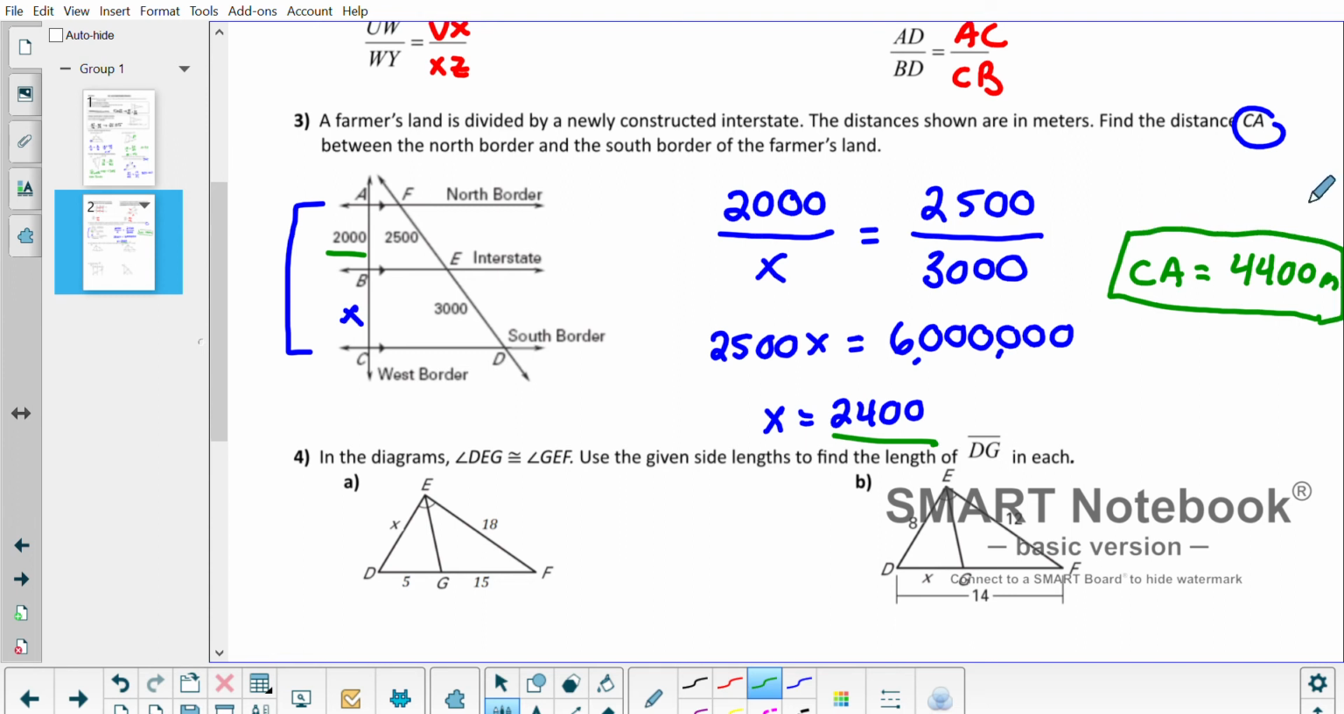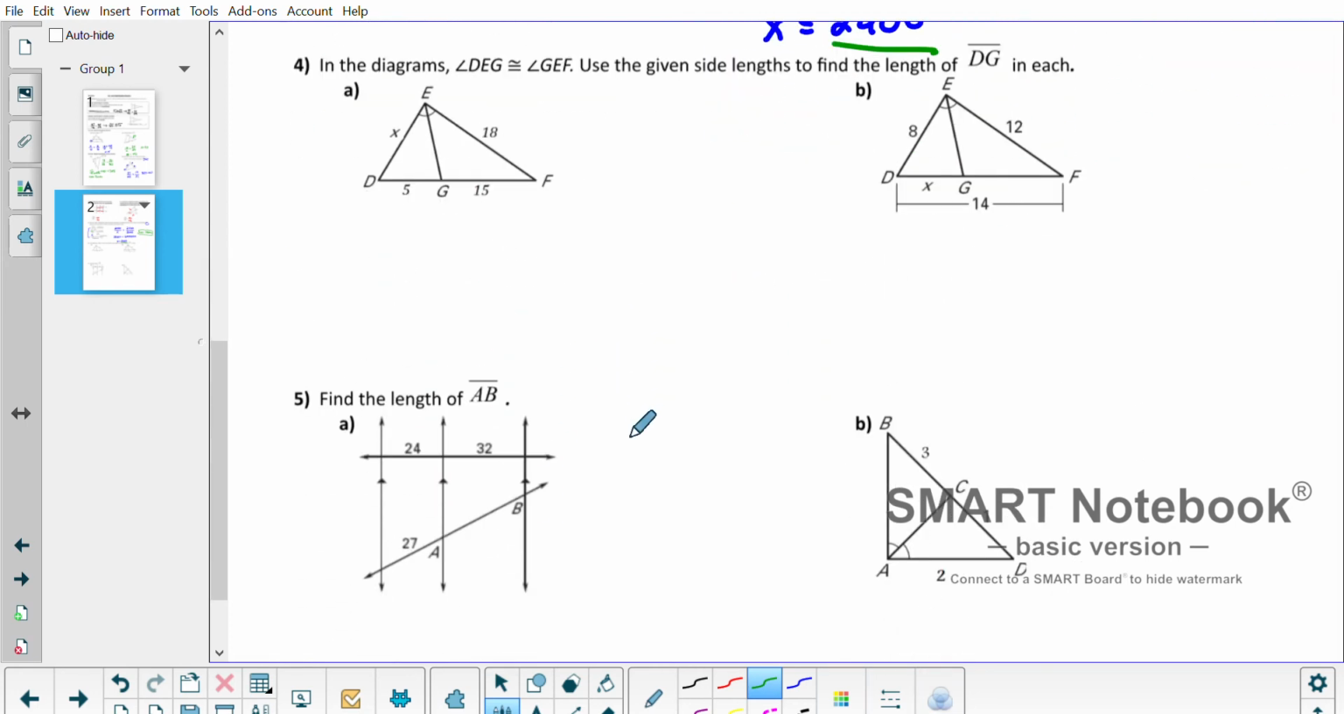So why don't you go ahead and pause the video, try out these last 4 problems that are down below, and then you can hit the play button again and see if you're on the right track.